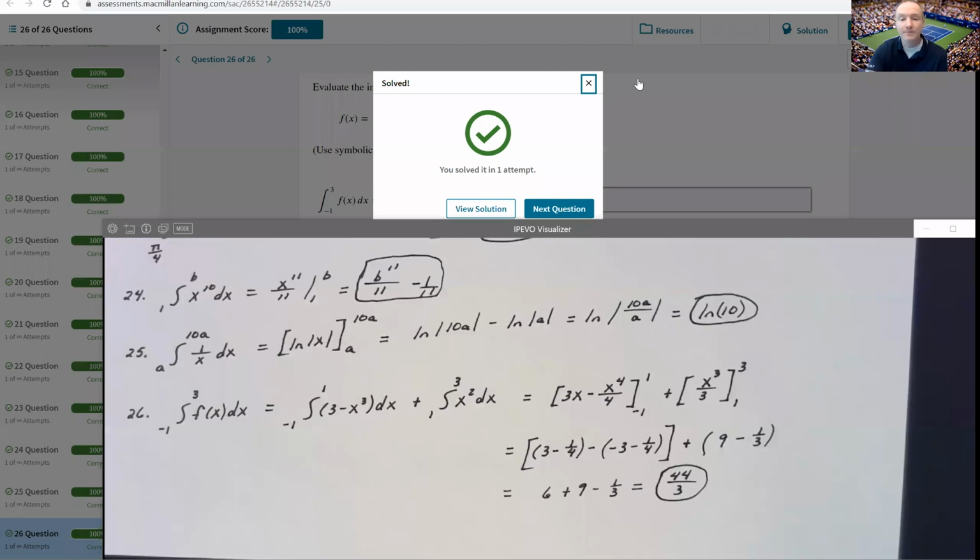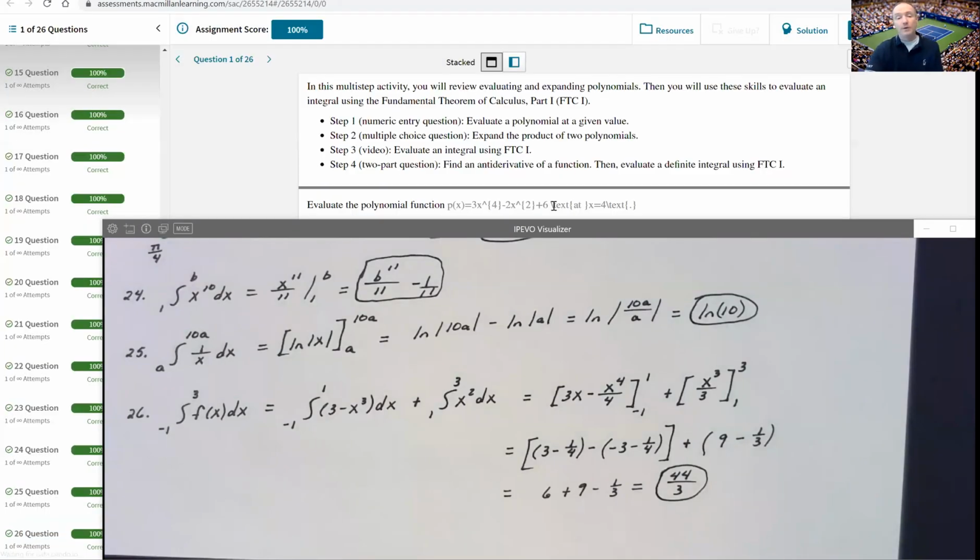Correct. All right. This completes section 5.4, where we're using the fundamental theorem of calculus part 1, otherwise known as the evaluation theorem. Let me know if you have any questions through this section. Should be pretty straightforward, but I'll be glad to help you out if you should need it.